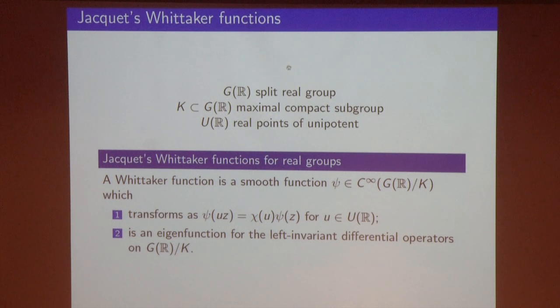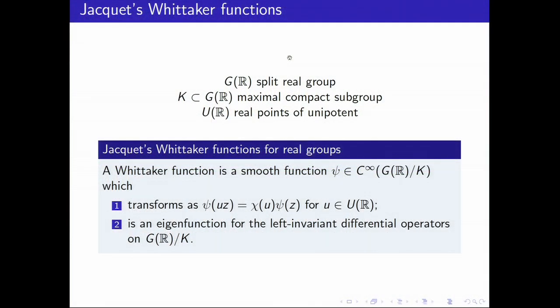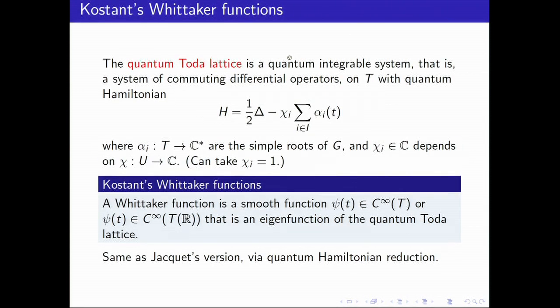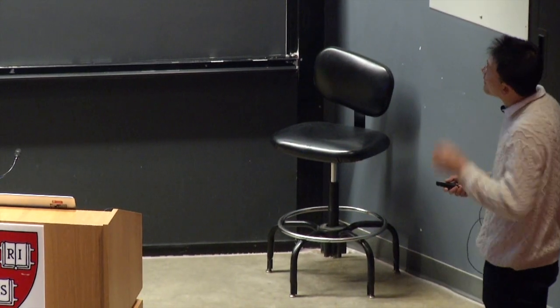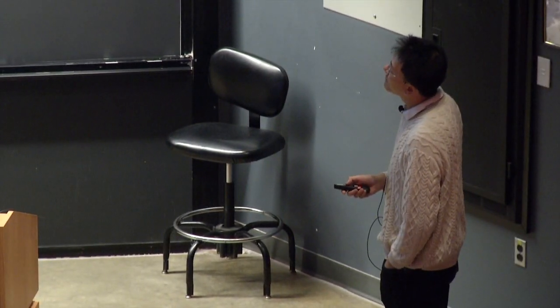So Jacquet defined this for any reductive group over a local field. In fact, he wrote down an integral formula for one particular such function. Actually, the space of solutions to this problem has dimension greater than one. It's actually the order of the Weyl group. Jacquet wrote down one particular such solution. So the version that occurred to me was Kostant's version of Whittaker functions.